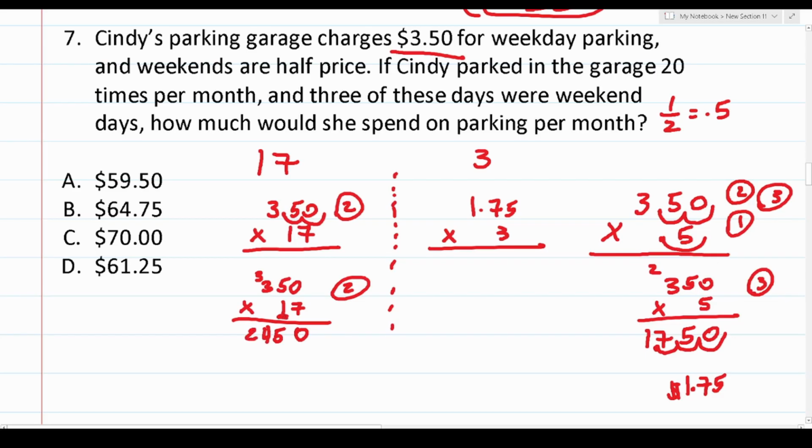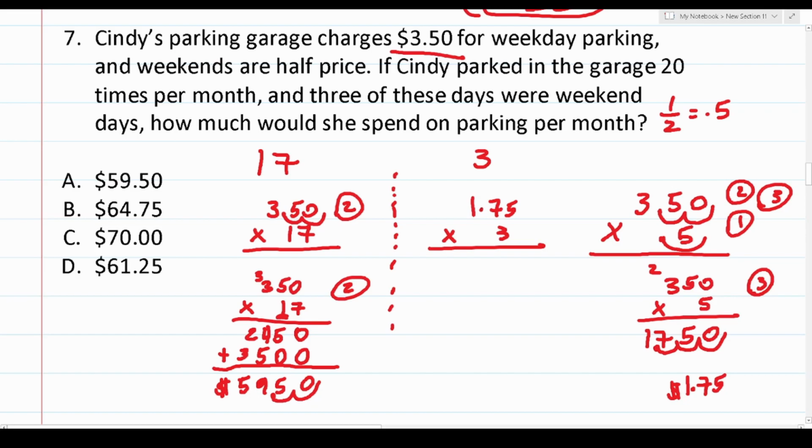Again, since we're starting multiplication with this 1, we have to bring in a 0 placeholder before we do anything else. 1 times 0 is 0. 1 times 5 is 5. 1 times 3 is 3. Let's go ahead and add these. 0 plus 0 is 0. 5 plus 0 is 5. 4 plus 5 is 9. 2 plus 3 is 5. Bring in our 2 decimals. 1, 2. So we can see that for weekday parking, she spent $59.50.